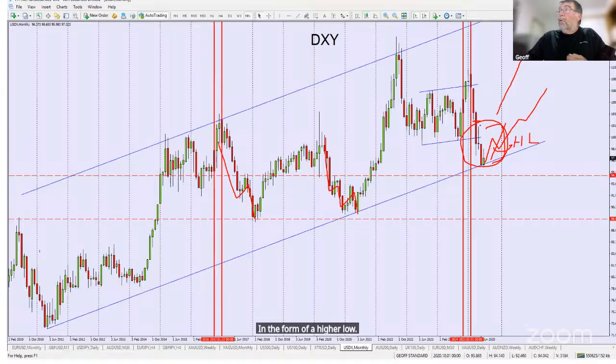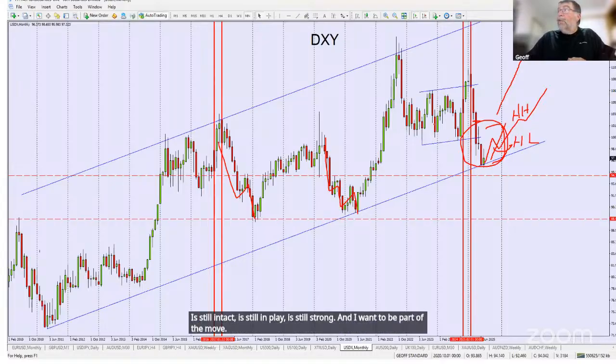If it's accompanied by a higher high, all the better. But really, I'm looking for a higher low to confirm to me that this channel is still intact, is still in play, is still strong, and I want to be part of the move that goes up that way.